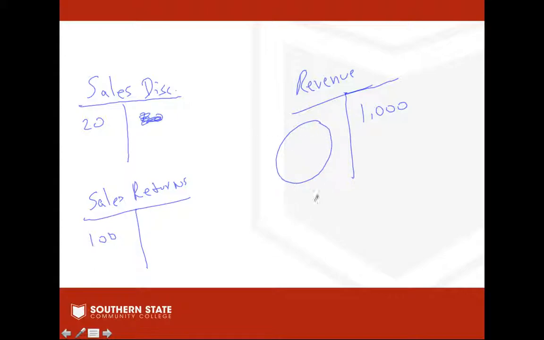Okay, so even though we still end up either way with net sales at this point of $880, we like to keep the discounts and the returns separate because it gives us good information about what's coming back or the discounts that were given.